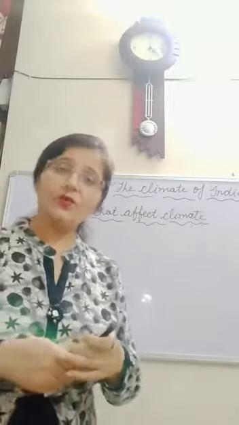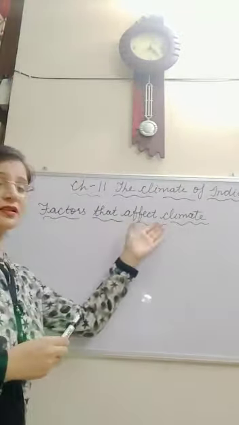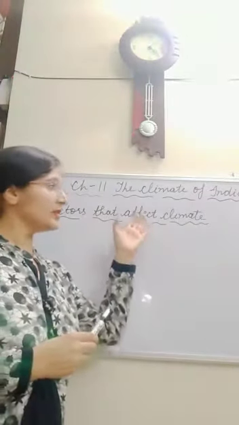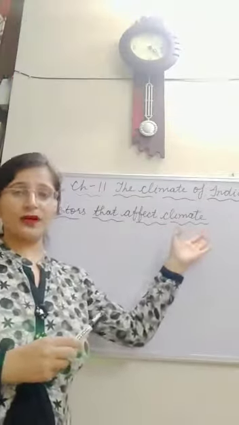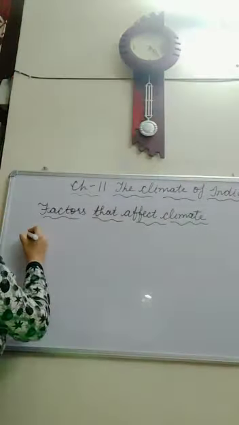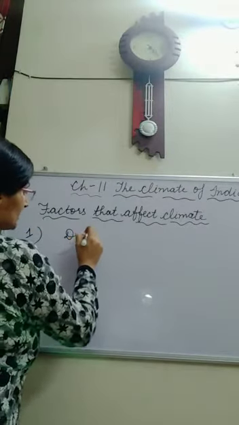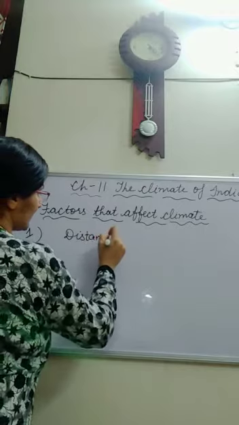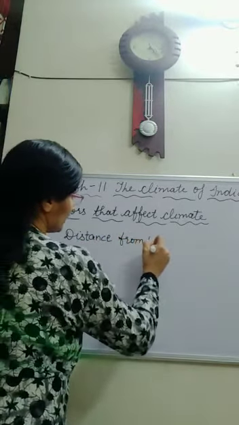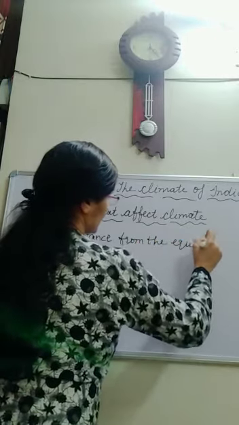And today we have the topic: what are the various factors that affect the climate of a place? So dear children, there are different factors. Number one is distance from the equator. That is the first factor, distance from the equator.